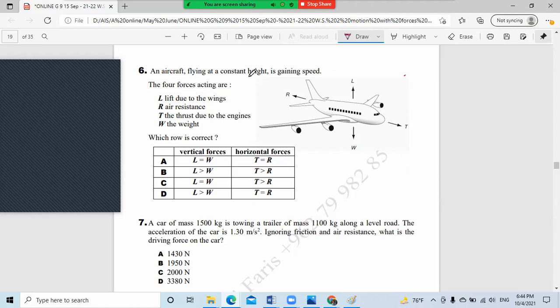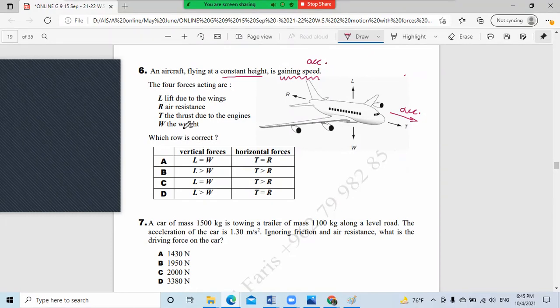An aircraft flying at constant height while gaining speed. That means there is acceleration in the direction of the thrust force. And constant height means it doesn't go up or down, so it's balanced vertically. The four forces acting on it are lift, air resistance, thrust, and weight. Which row is correct?